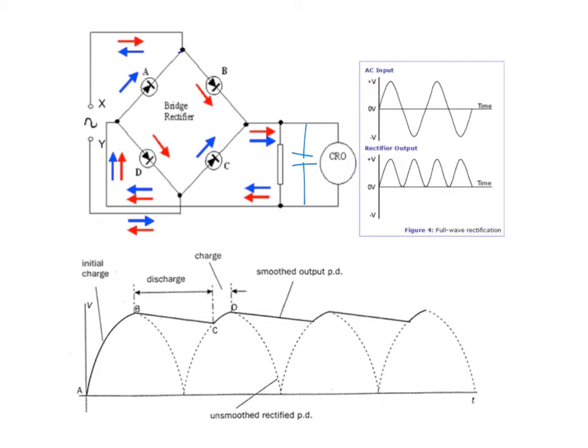Remember, the voltage from your supply originally is this. After passing through a full wave bridge rectifier, it is this. So we're going to start from here now. When it starts from here, I'm going to draw, after smoothing, it will be this. So how do I get this graph? I'll show you how. Let's look at the dotted line first. The dotted line is the unsmoothed rectified PD. That means without the capacitor, this is the voltage across the resistor. It will vary like this.